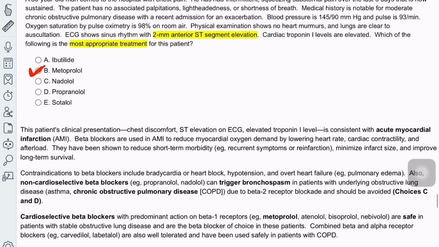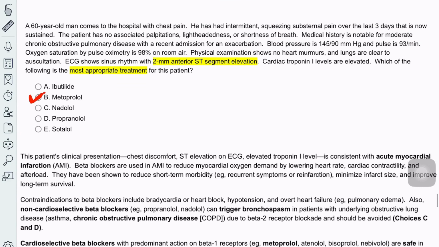Answer is metoprolol. So this patient's clinical presentation, chest discomfort, ST segment elevation on ECG, elevated troponin level is consistent with acute myocardial infarction. Beta blockers are used in acute myocardial infarction to reduce myocardial oxygen demand by lowering heart rate, cardiac contractility, and afterload. They have been shown to reduce short-term morbidity, minimize infarct size, and improve the long-term survival.